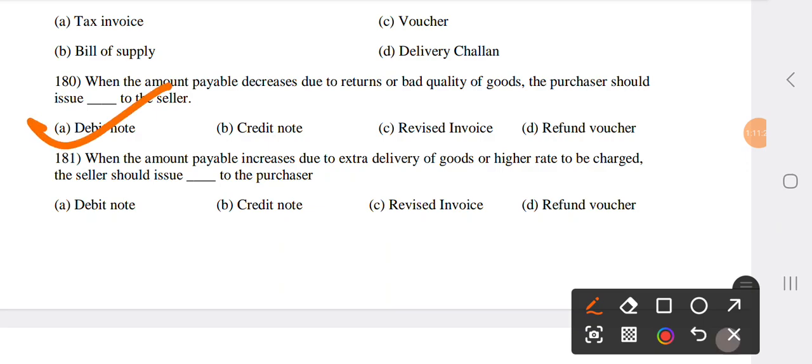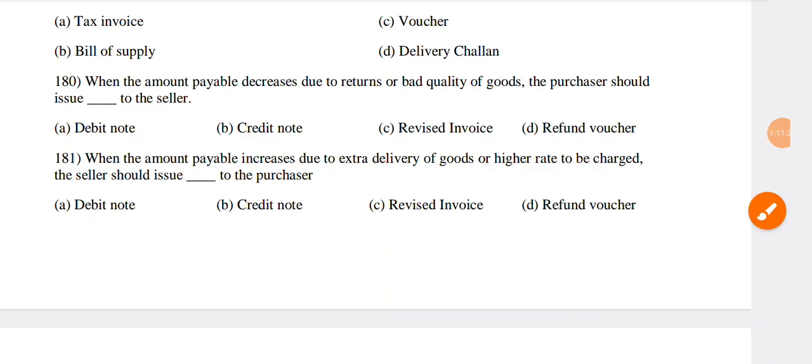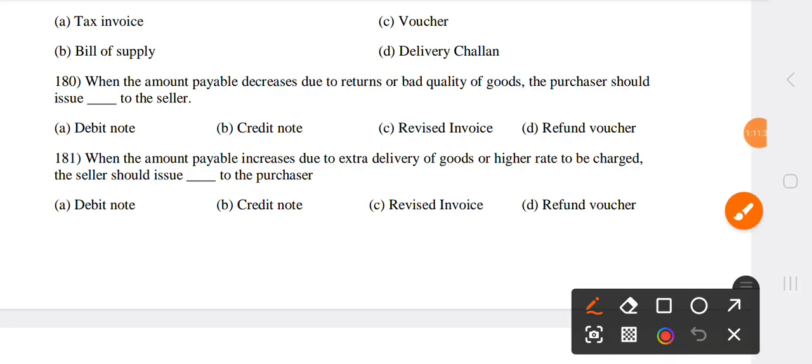Next question. When the amount payable increases due to extra delivery of goods or higher rate to be charged, the seller should issue dash to the purchaser. The options are A, debit note; B, credit note; C, revised note; and D, refund voucher. The correct option is A.